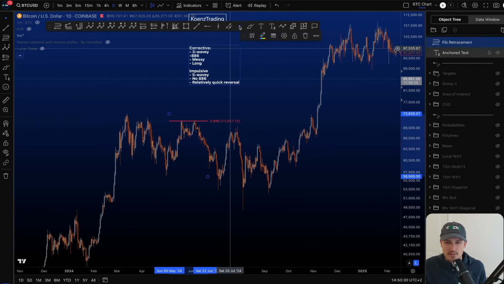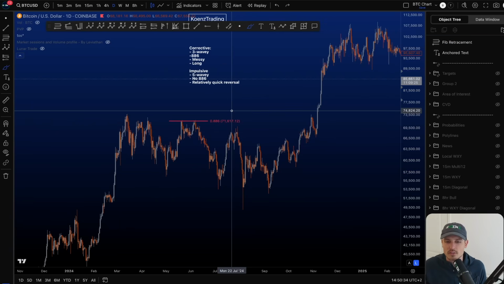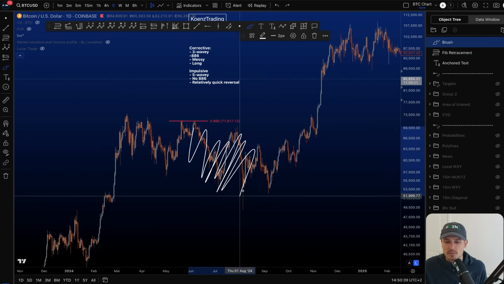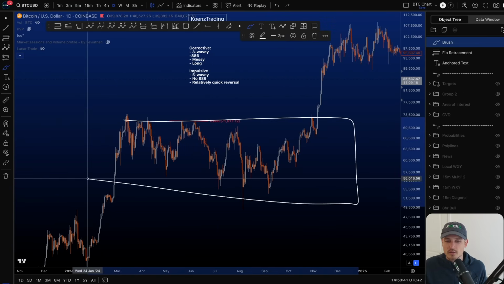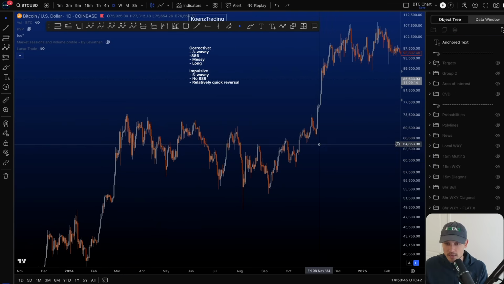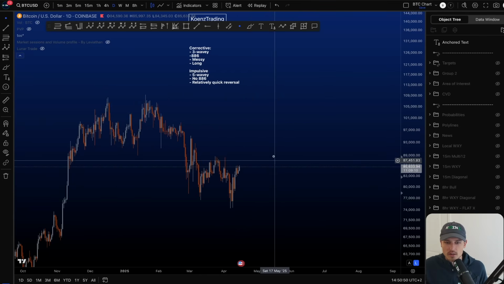Now we know that the 886 is very rare for impulsive structures, right? Impulsive ranges. It's a lot more common for corrective structures. So it increases the probabilities that what comes after is part of a corrective structure, and we still look for price to move towards the upside. And that eventually brings us to where we are right now.